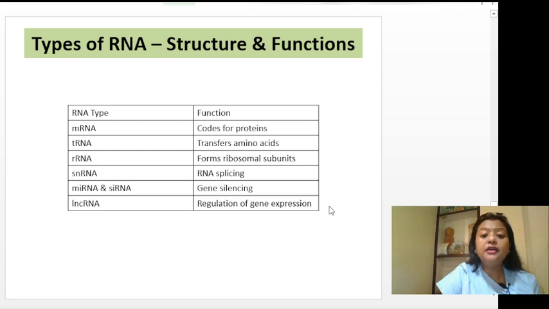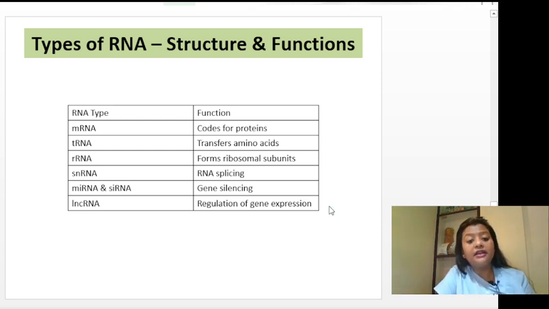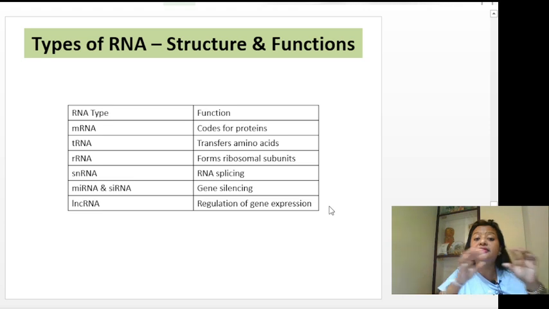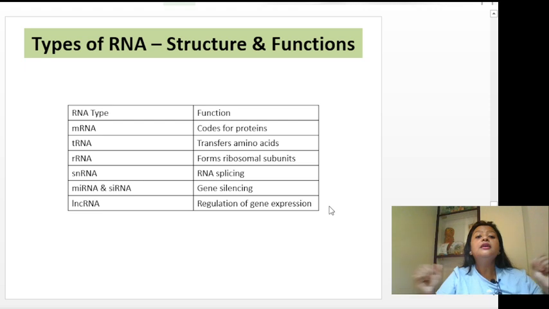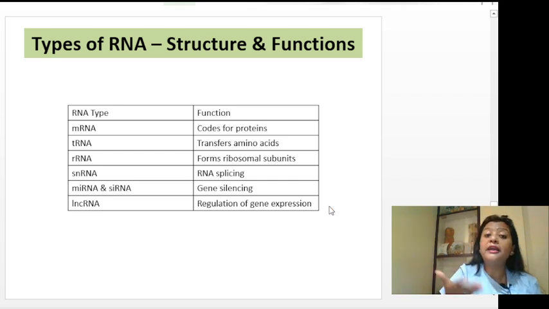Now types of RNA. We know there are many types: mRNA, tRNA, rRNA, snRNA, miRNA, siRNA, and lncRNA. So what are their functions? mRNA contains the information for coding, for translation, that means for proteins. It contains the information to be translated to form proteins. tRNA brings in the amino acids which are being read. rRNA contains ribosomal units which hold the mRNA and welcome the tRNA. snRNA is involved in RNA splicing, as I've told you, in spliceosomes.